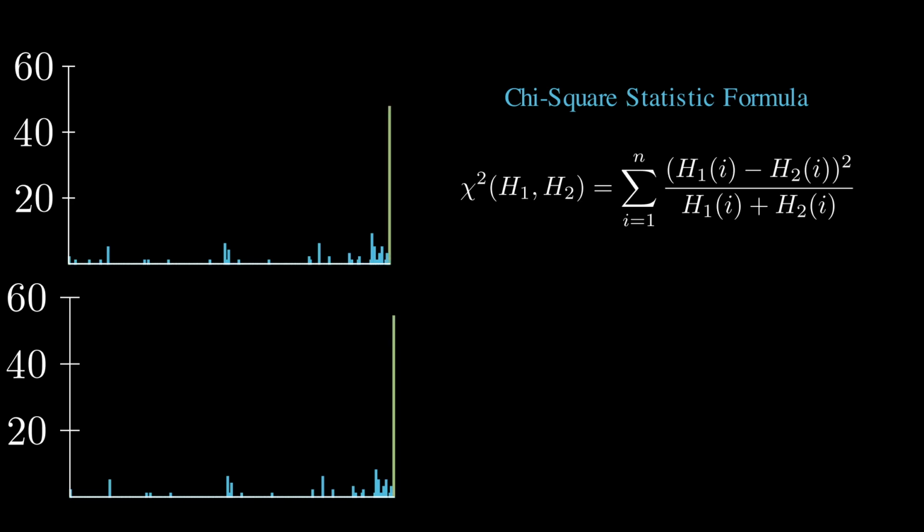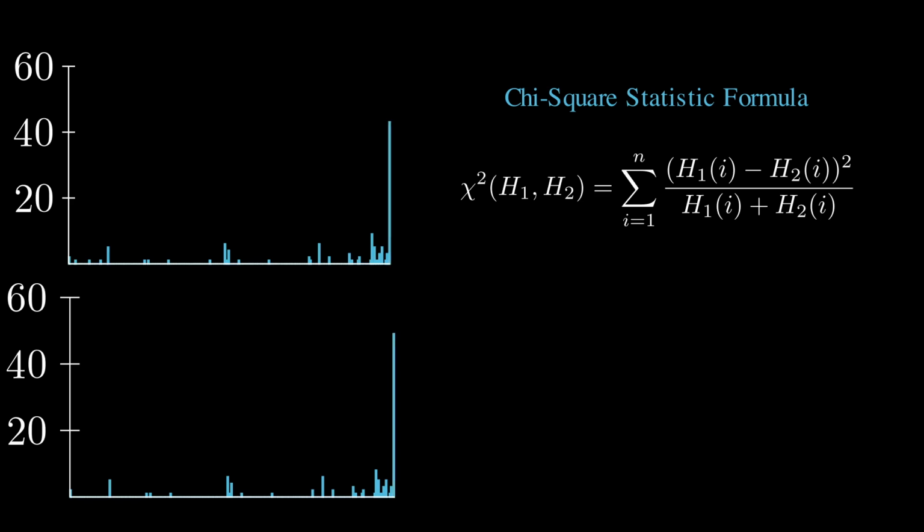Using a different bar as an example, like this big one, we see that the first histogram has a value of 43, and the second histogram has a value of 49. Plugging these two into our equation gives us this. And typing this into a calculator, we get 0.39. And this gives us a non-zero distance for just this bar, which makes sense since the numbers were different.